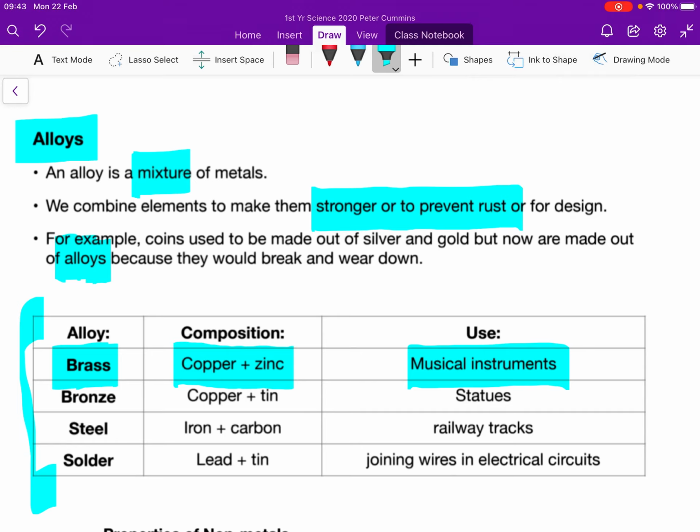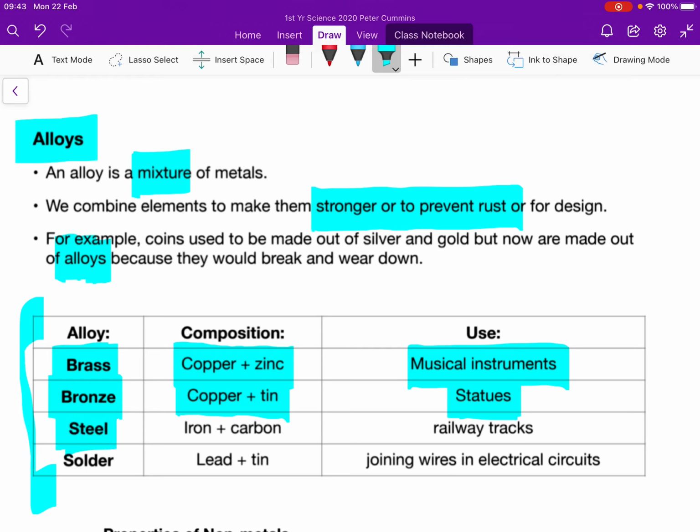Another handy one to remember is bronze. Bronze, you've probably heard of that. Statues, bronze statues. The Luke Kelly statue, for example, in town. And the mixture there is copper and tin. So copper and zinc for brass, and copper and tin for bronze. Got to remember that. The other one you've definitely heard of is steel.